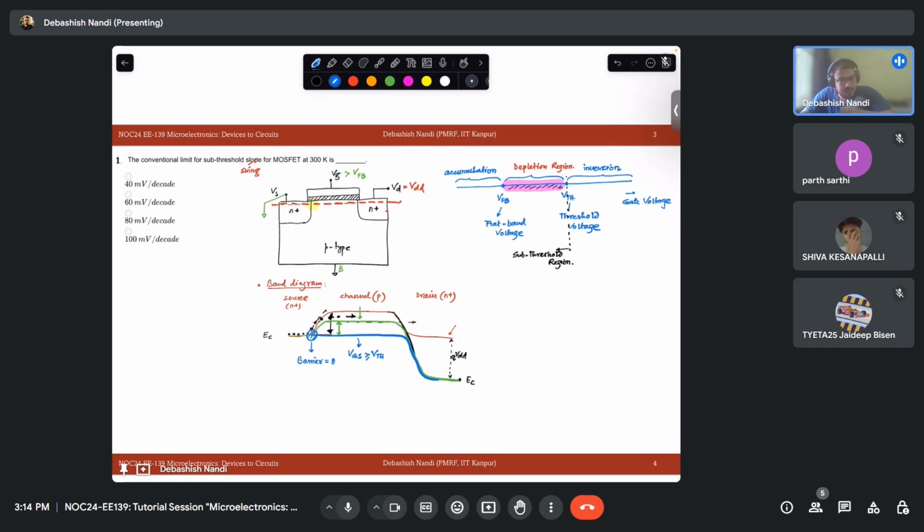And in the MOSFET diagram, what you see is that there will be electrons here, creating an n plus kind of scenario where electrons can move from this region. This is your source, this is your channel, this is your drain. So electrons can move freely.